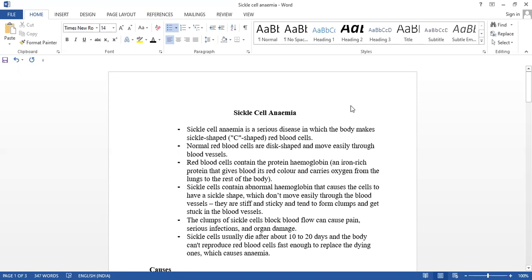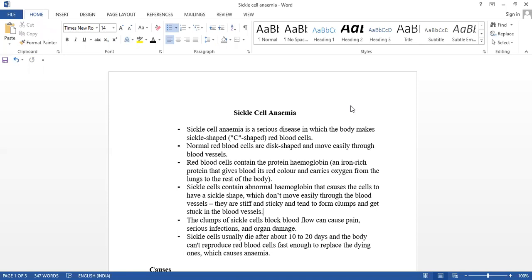Today we will see sickle cell anemia, one of the types of anemia. You know what sickle means? Sickle is an instrument that is C-shaped. What we call in Marathi koeta, like that. That is how the sickle is shaped.